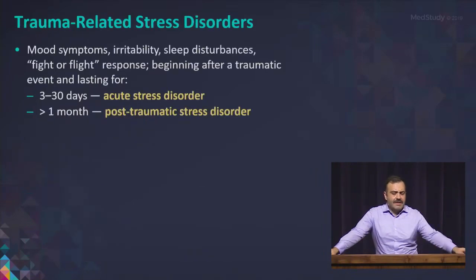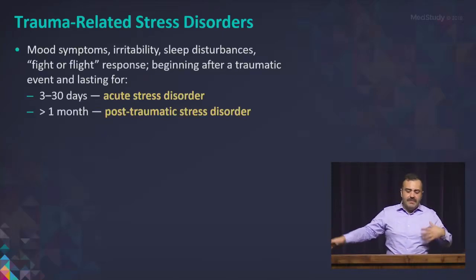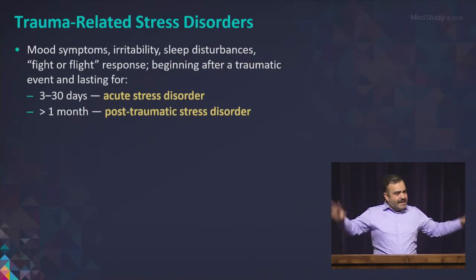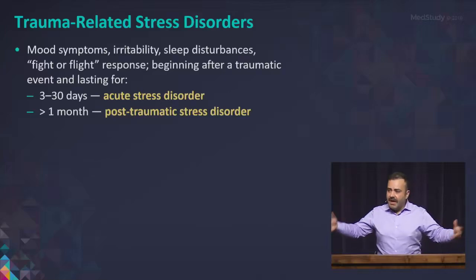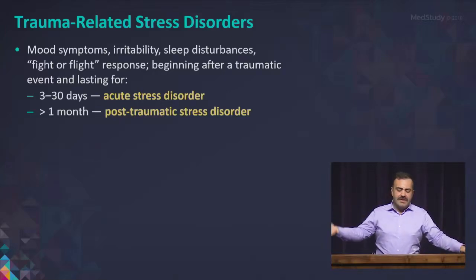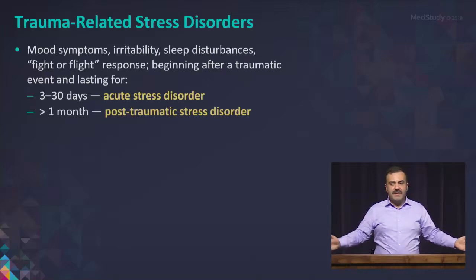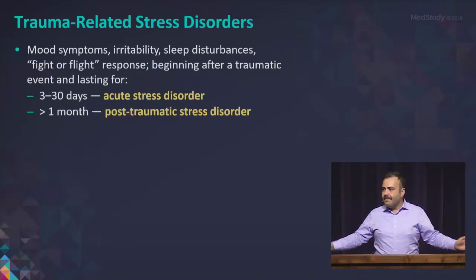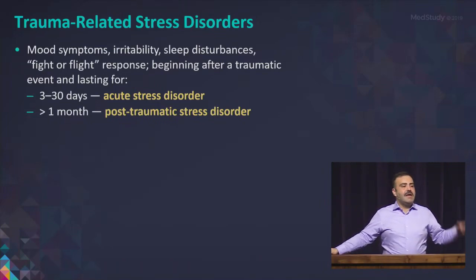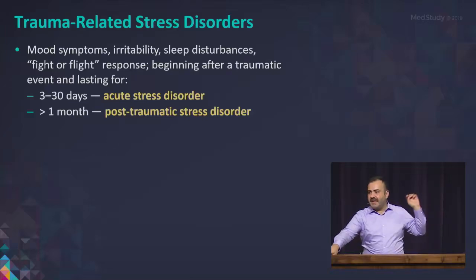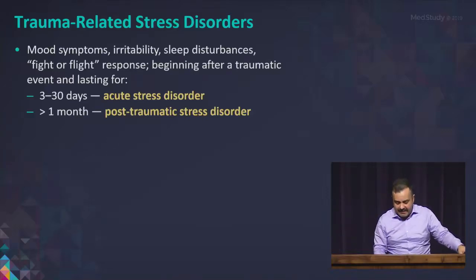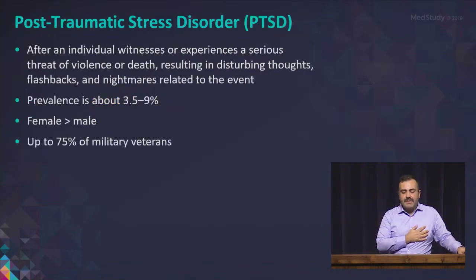Another very common topic that comes up is trauma-related stress disorder. This is kind of mood symptoms, irritability, and sleep disturbances. That idea of fight or flight coming up after a traumatic event. The only difference you need to know is that acute stress disorder happens 3 to 30 days after the event, versus PTSD, where at least 1 month has already passed since the traumatic event and patients start having these symptoms. I don't think you need to know the criteria for diagnosing PTSD. Just remember the prevalence is about 3 to 9%.